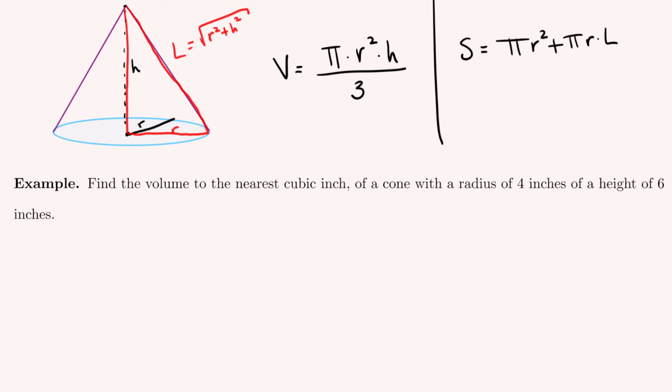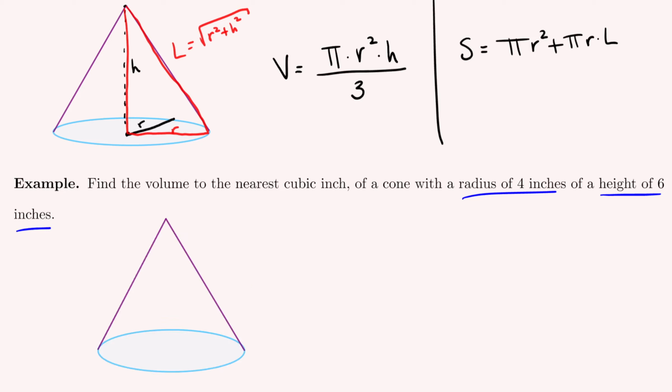Next, we're asked to find the volume, to the nearest cubic inch, of a cone with radius 4 inches and a height of 6 inches. I'd encourage you to pause the video right now and sketch out this cone on your own, based on the fact that the radius is 4 inches and the height is 6 inches.